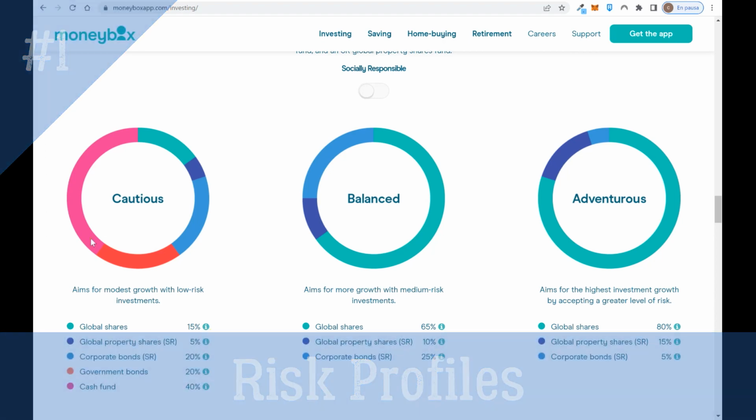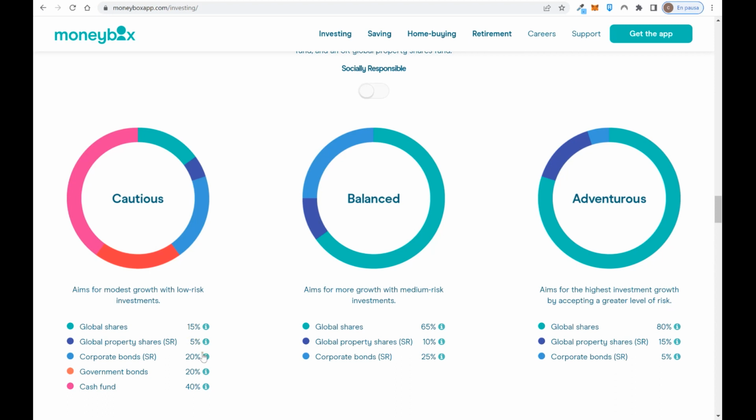If you are a cautious type of investor, you are going to have more focus on cash, government bonds, and corporate bonds, which are the less risky types of assets, and you are going to have 5% exposure to property shares and 15% into global shares.